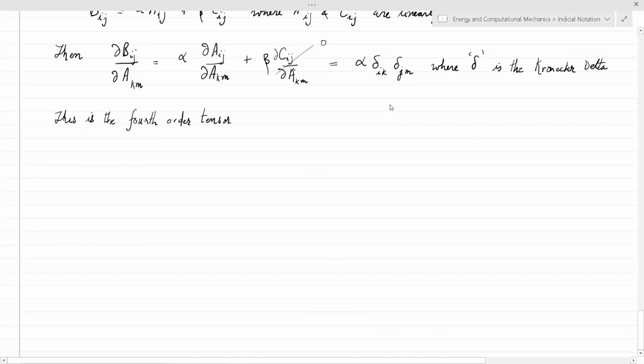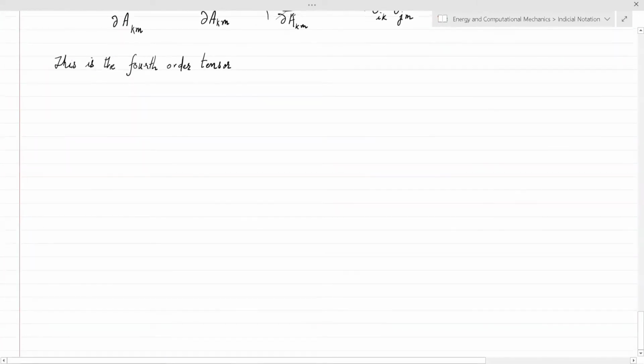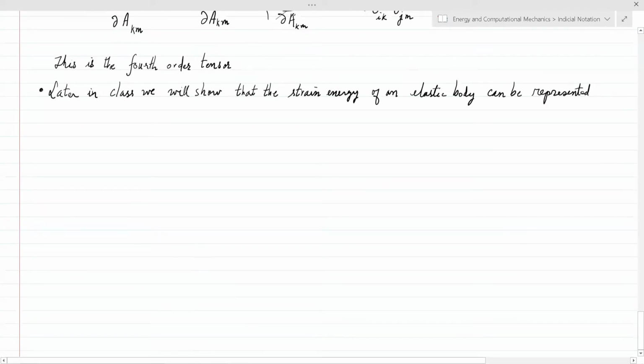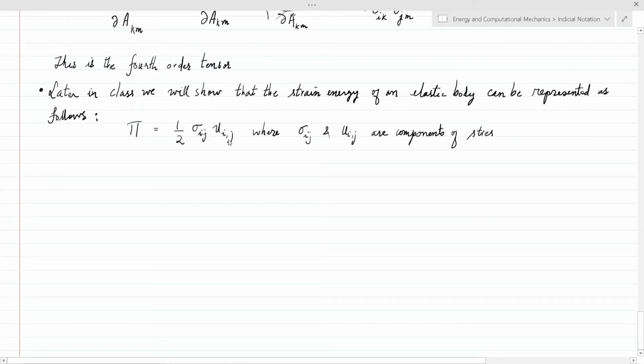So this is a fourth order tensor. It has 4 indices, and they're all free. And you're going to see that in this course. In your homework 0, you're going to see fourth order tensors. Later in class, we'll show that the strain energy of an elastic body can be represented as follows. I'll show you that pi equals 1/2 the stress tensor times u_i comma j. And here, i is repeated, j is repeated, and you can see here the scalar quantity because this is totally repeated. So that's a double summation of i from 1 to 3 and j from 1 to 3.